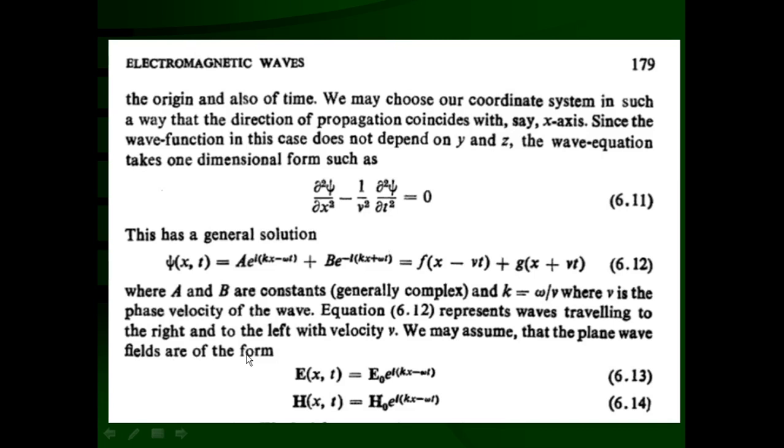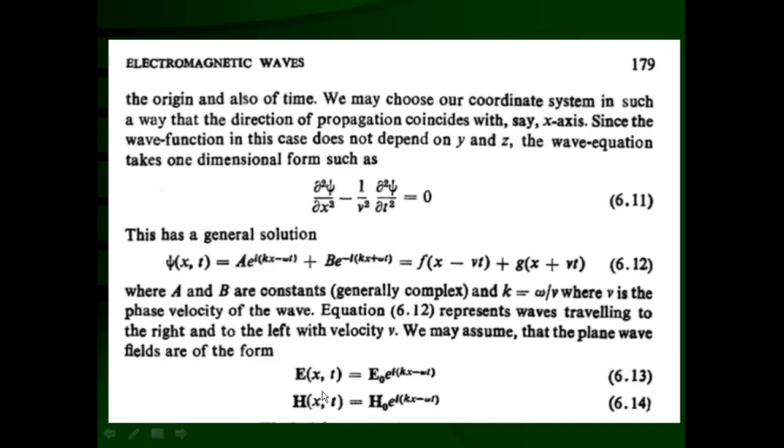We assume that the plane wave fields are of the form: we consider that we have oriented our system such that the electromagnetic fields are propagating in the x direction. That means the electric field is a function of x and t, and the magnetic field is also a function of x and t. So E(x,t) can be written as a complex function E0 e^{i(kx − ωt)}, and H(x,t) is equal to H0 e^{i(kx − ωt)}.